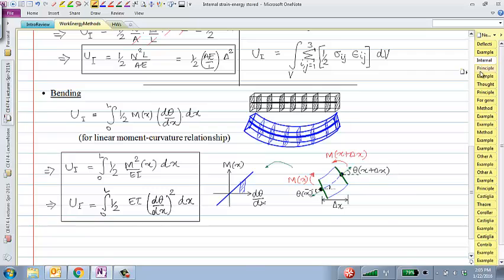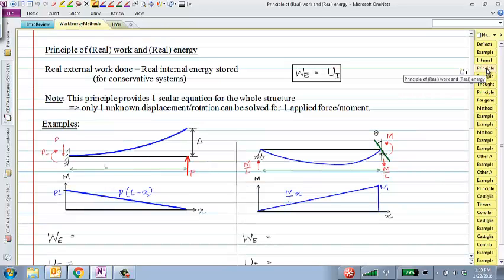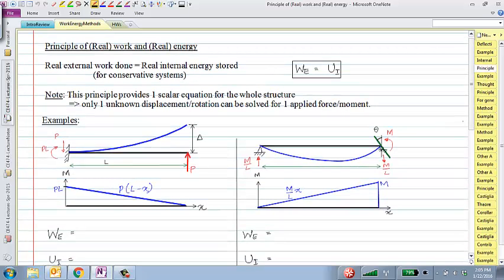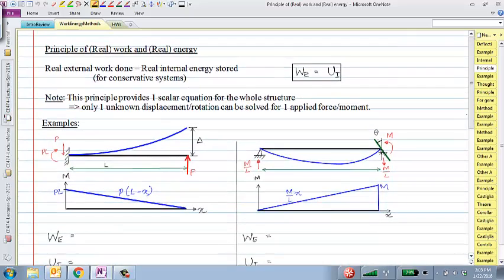All right. Finally, there is a principle that I want to talk about, and hopefully Dr. Liu will get to do this exercise since we have just about 15 minutes left here. The principle is basically what I've just been saying all along, that external work done on a structure is equal to the internal energy stored. We can use this principle to solve for some unknown displacement.